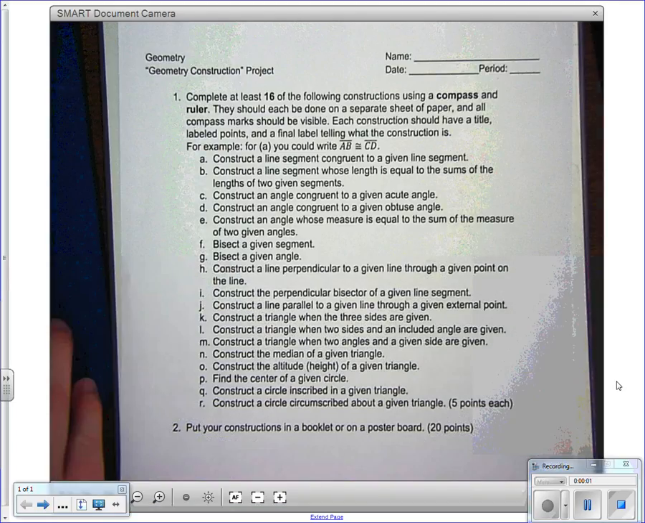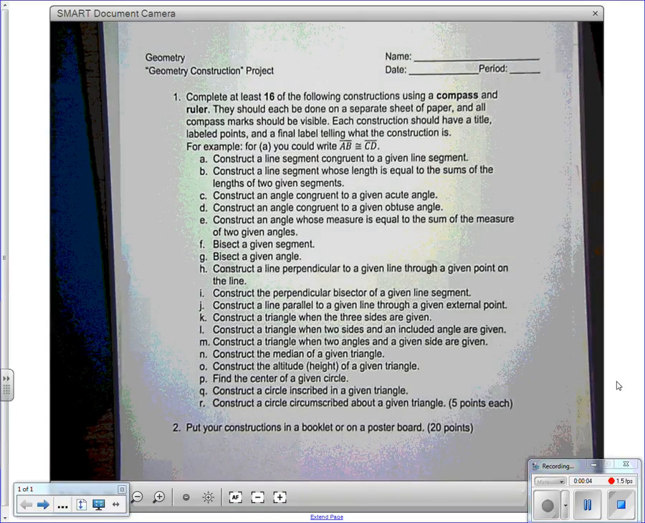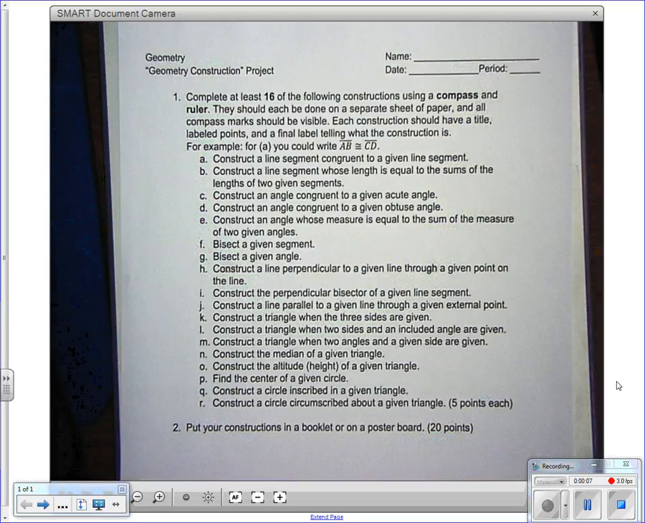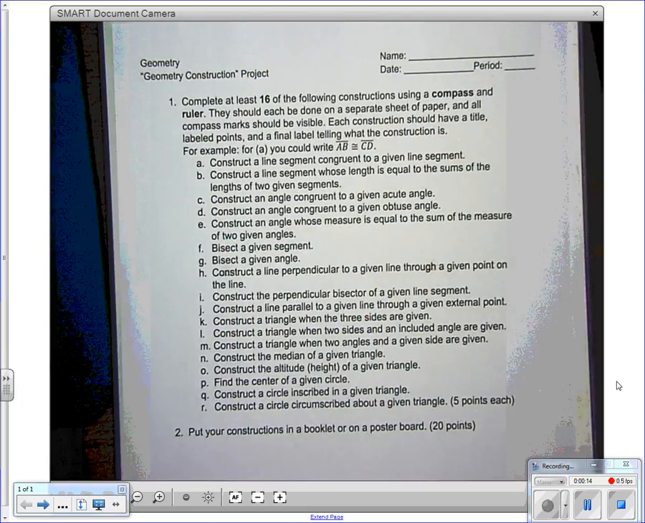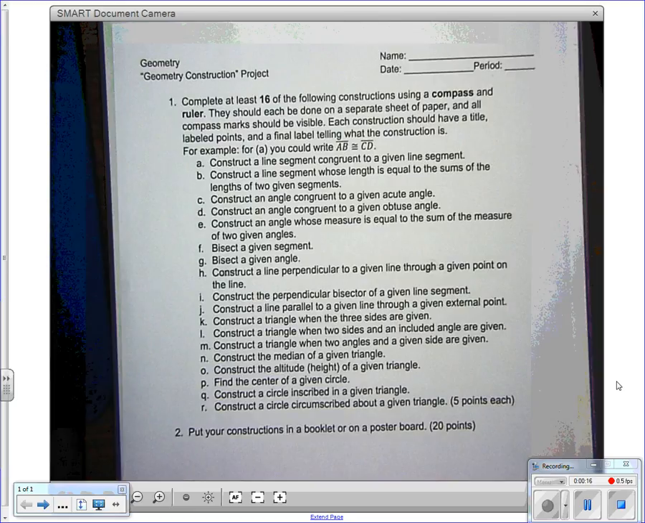Alright, so this is your geometry construction project. You have to complete at least 16 of the following constructions using a compass and a ruler. You will not need a protractor on this. You are not going to be measuring any angles. You will only use a compass and a ruler.